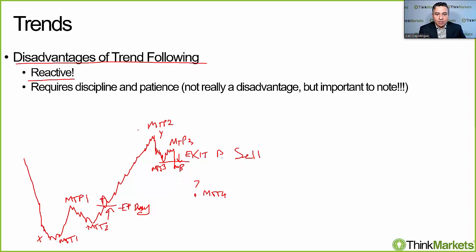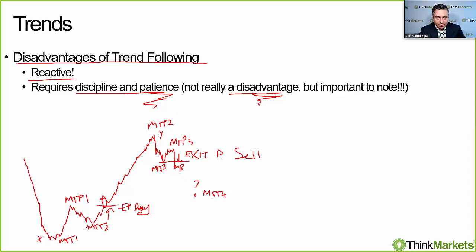So trend following is reactive. We didn't get the top, we didn't get the bottom. We don't care about that. I challenge anybody to consistently pick those tops and bottoms over a long period of time. It's just not going to happen. It's not really a disadvantage, is it? Because you need this all the time anyway. But it's important to note that you require the discipline and patience. And patience is a key thing here, because you're reacting, you're waiting for things to happen.